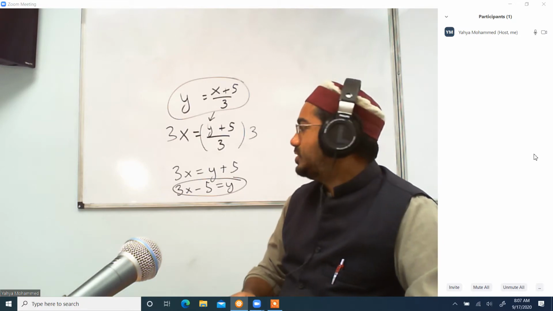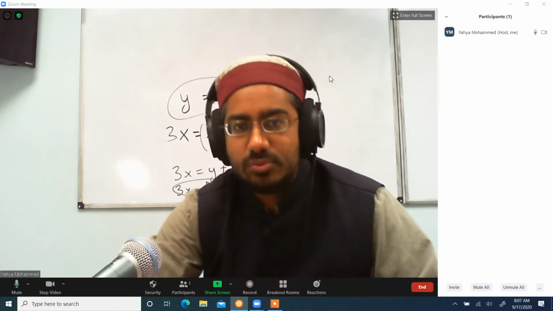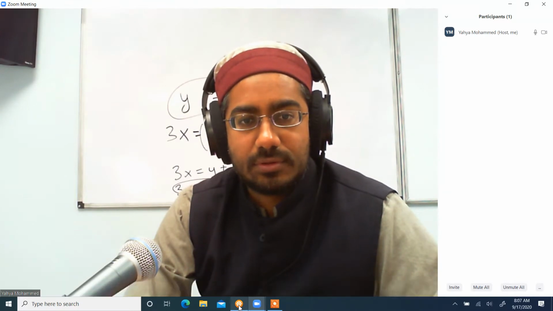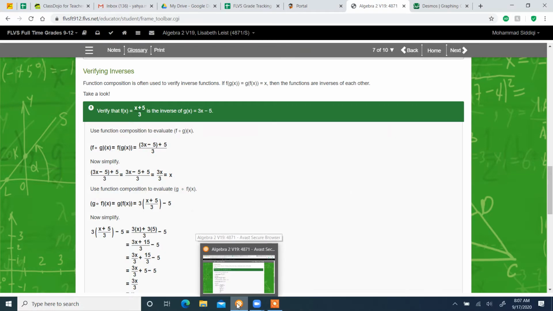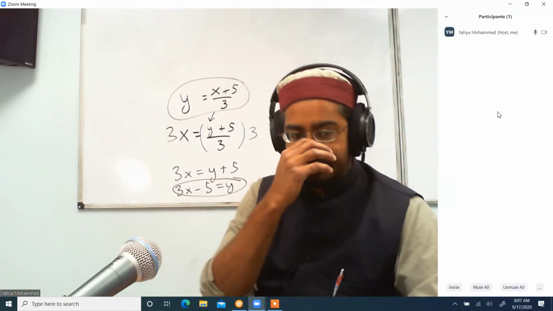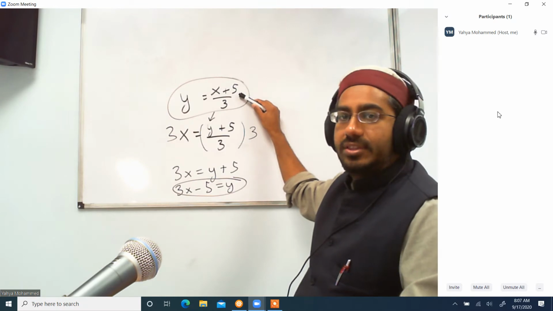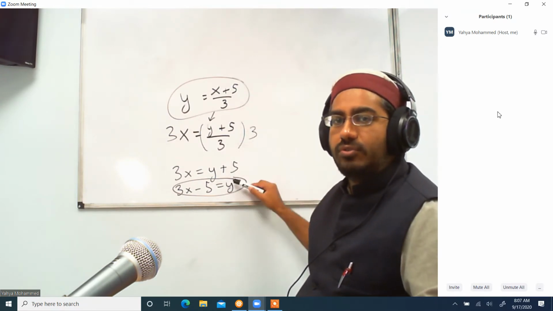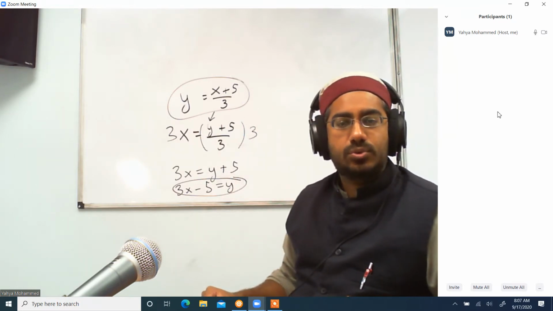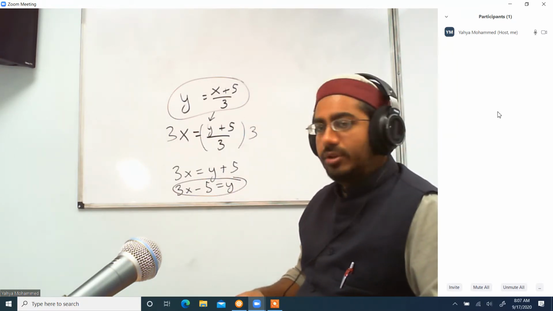Now, this is one way to do it. This is so we can verify that this is what they had over here, 3x minus 5, and we got 3x minus 5 from our original. Now let's use their method. They want us to verify that these two are inverses. One way is to switch and then solve, and I get the other one. That's one way to verify that these two are inverses.